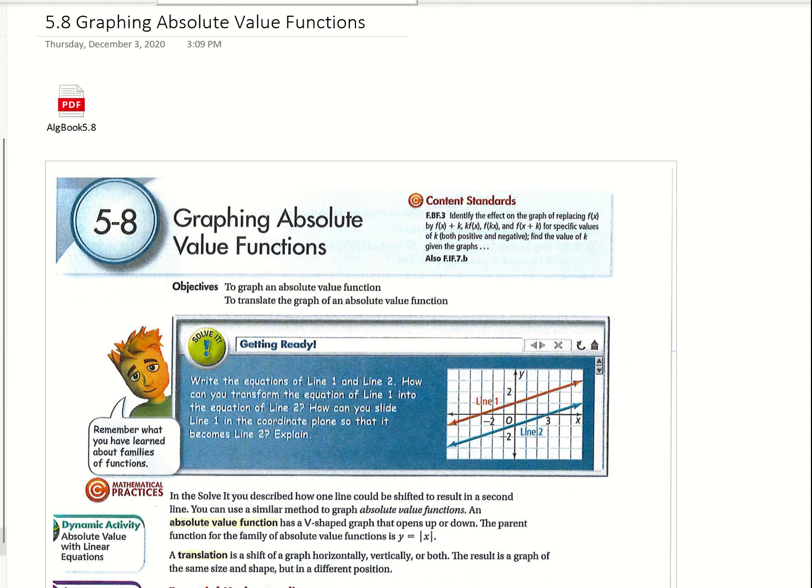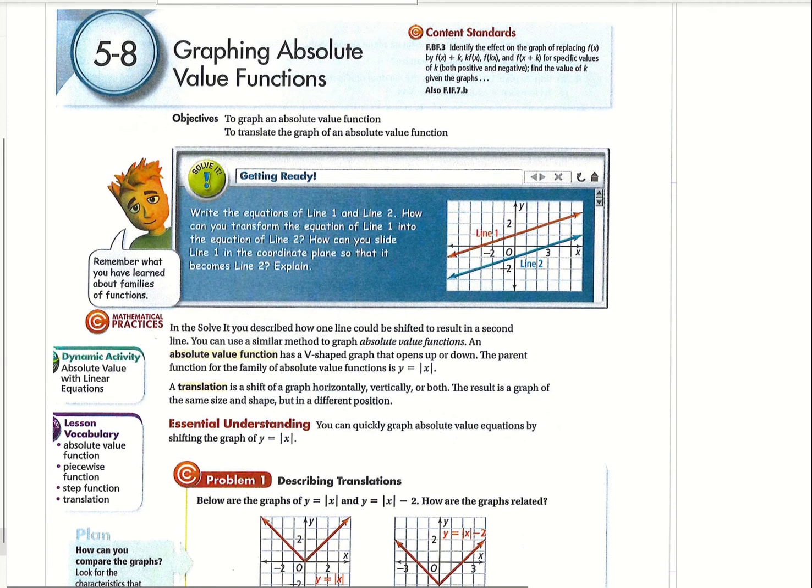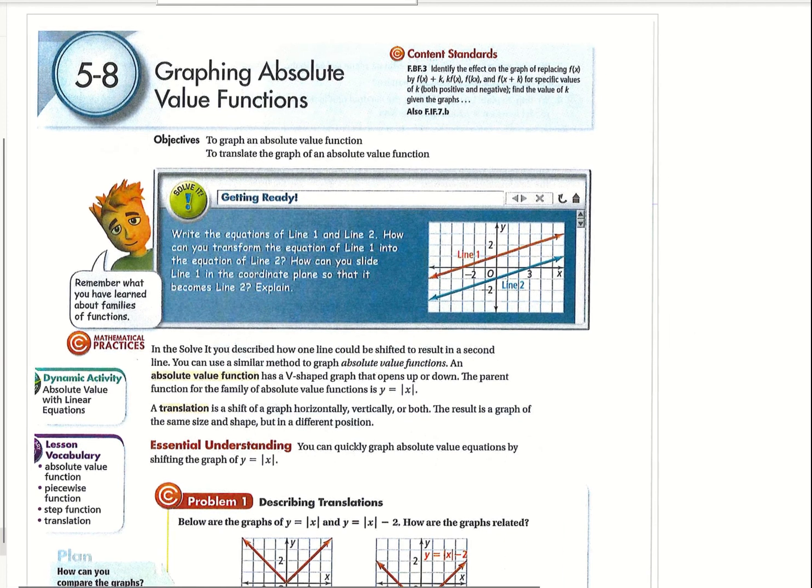Hey Algebra, today we are going to be working on lesson 5.8, which is graphing absolute value functions. Okay, so these ones are kind of cool. When you look at them, they're kind of fun. So we're just gonna work on them and we'll get right to it.